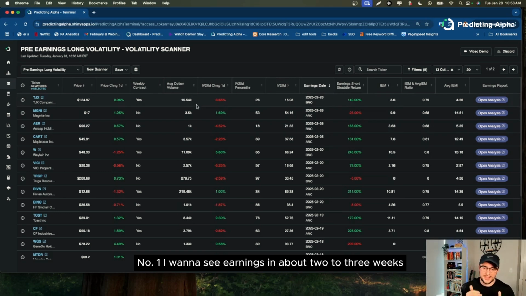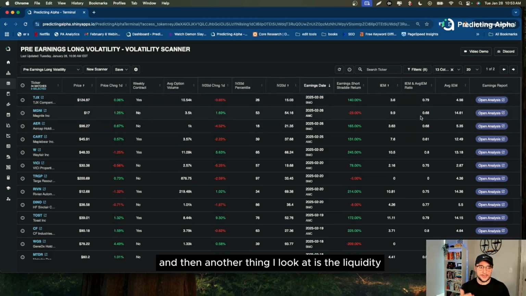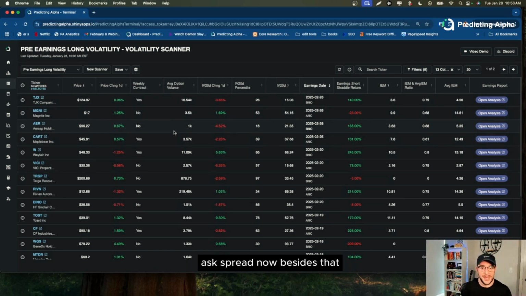Number one, I want to see earnings in about 2 to 3 weeks. And then from there, I want to see the implied earnings move be lower than the average earnings move, which these columns over here show me. And then another thing I look at is the liquidity. I want to have a reasonable amount of liquidity so that I minimize those expenses from the bid-ask spread.